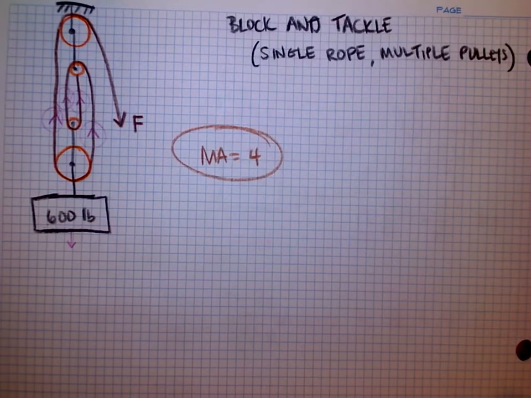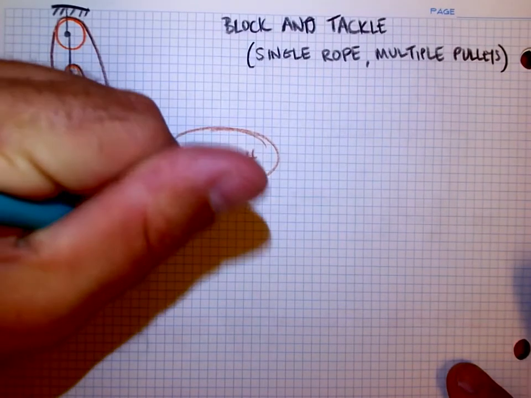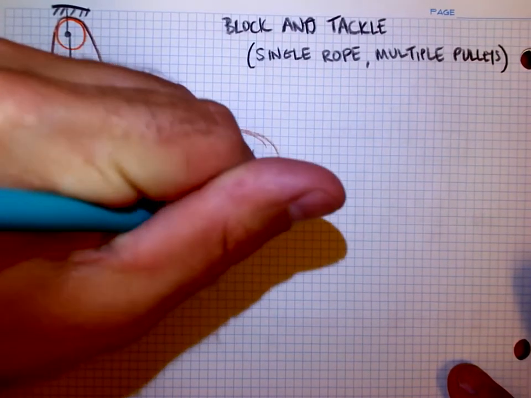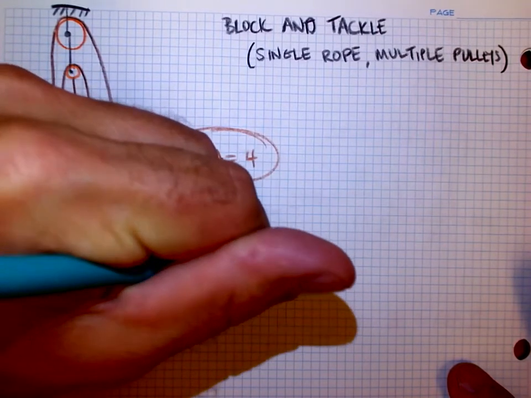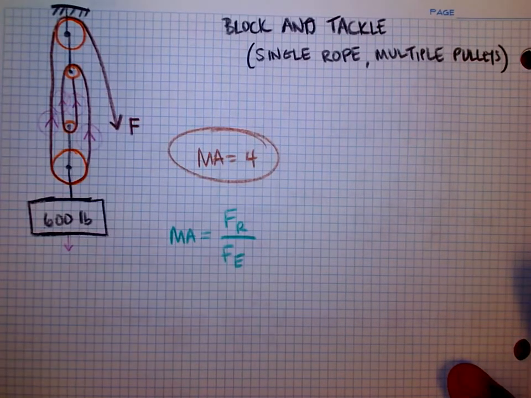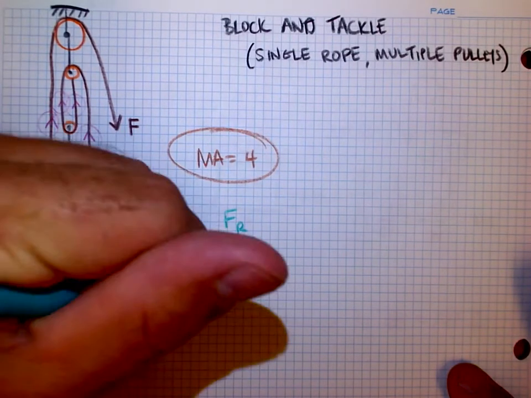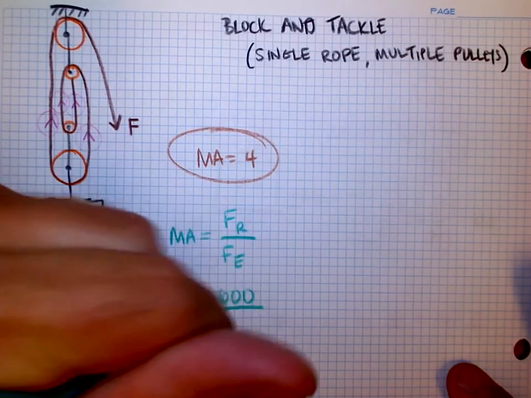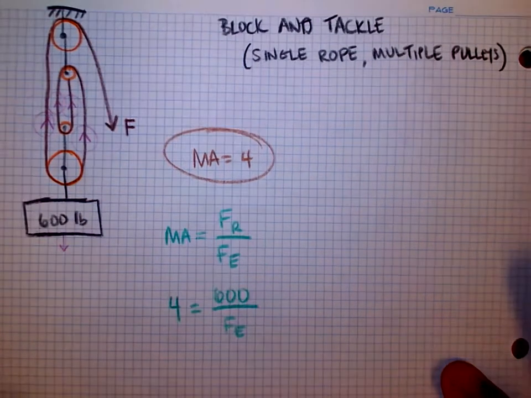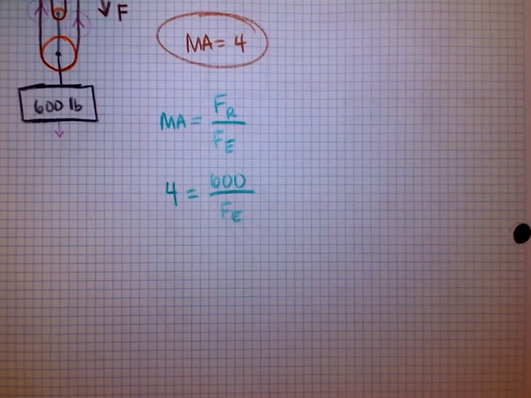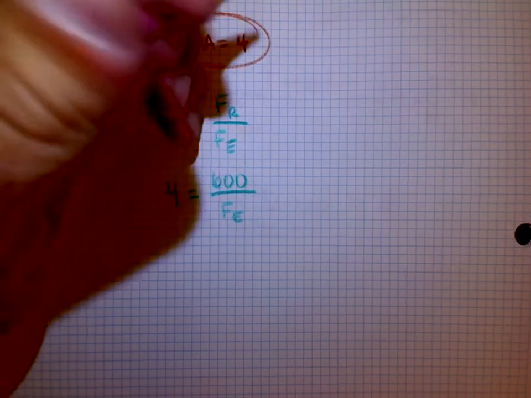Mechanical advantage is calculated by taking the amount that I was able to lift divided by the amount that I had to put into the system. The mechanical advantage here is 4, and the amount that I'm trying to lift is 600. Now, here we go. This is just an algebra problem. I'm trying to solve for my effort force, Fe. It's on the bottom of the fraction.